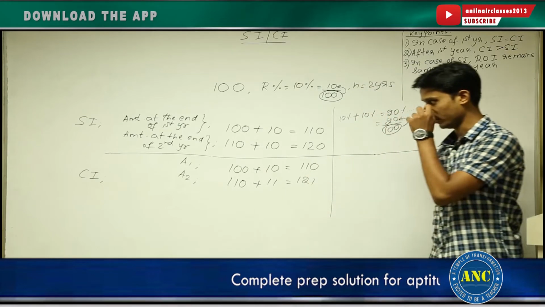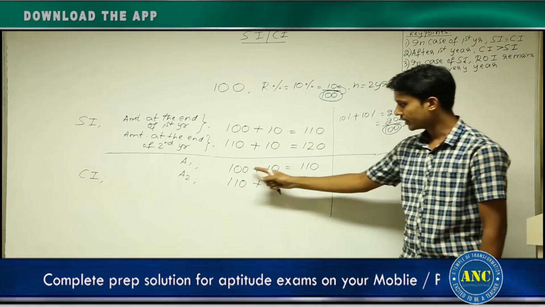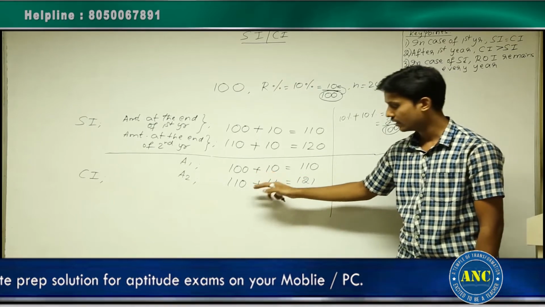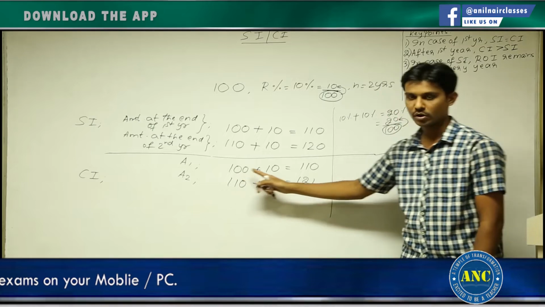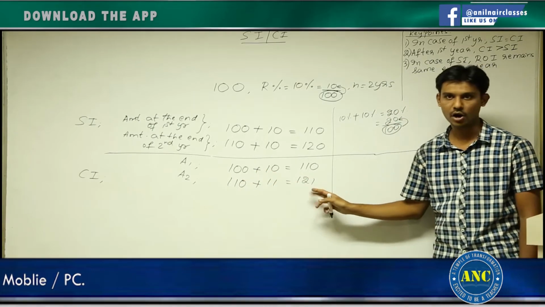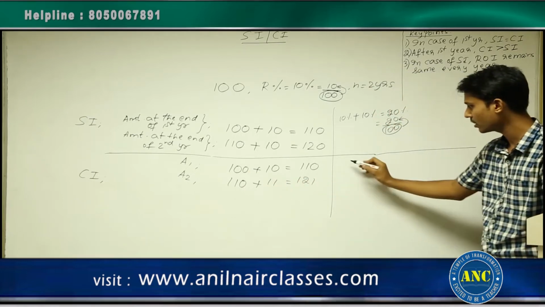Okay? Fourth key point. Listen to the fourth key point. Compound interest. First year I gave 10 rupees extra. Second year I am giving you 11 rupees extra. I took 100 rupees from you. I am giving you 121 rupees. How did I get that 121? We did all this calculation. Instead of that, listen to this.